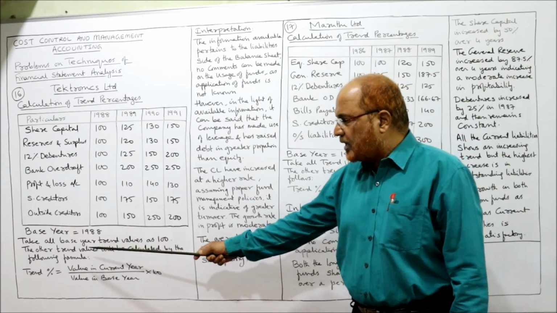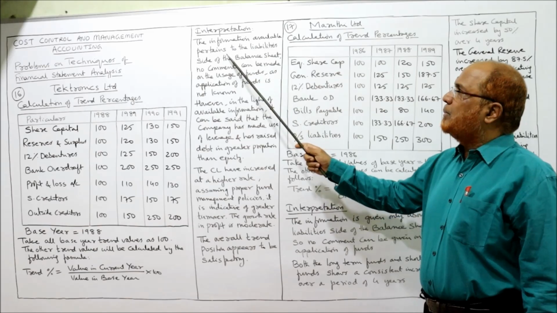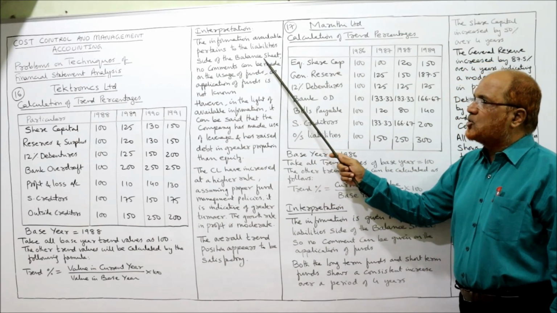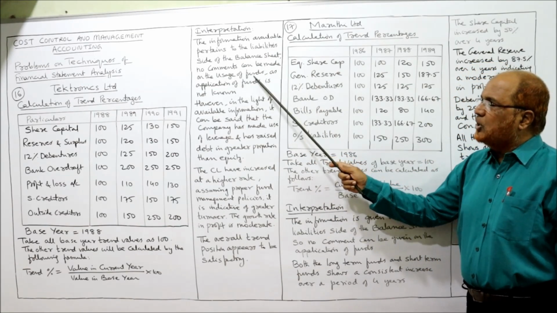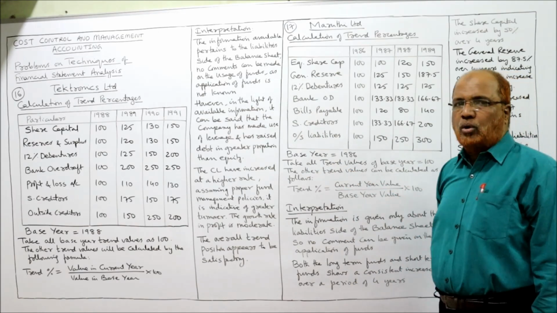The first point you should write down like this. The information available pertains to the liability side of the balance sheet. No comments can be made on the usage of fund as application of fund is not known.